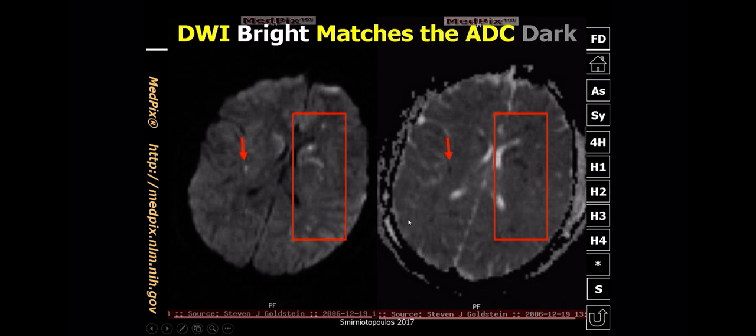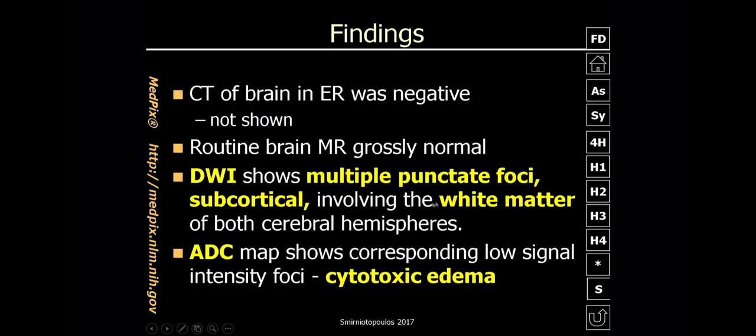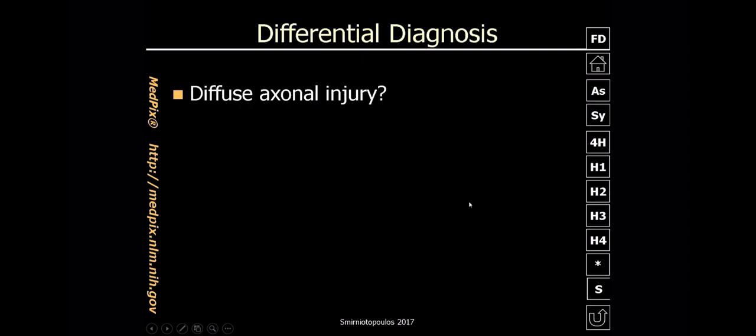So these things match, telling us that this is possibly or probably going to be cytotoxic edema, and that's typically caused by intracellular water, as we all know. And so the question is what are all of these lesions? She has a history of trauma, so is this going to be diffuse axonal injury?